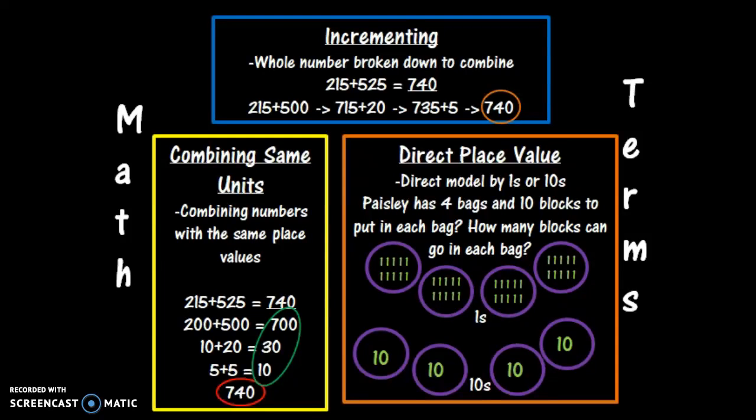Then we went over direct place value, which means a student will direct model by ones or tens. So the problem that we have is Paisley has 4 bags and 10 blocks to put in each bag. How many blocks can go in each bag? So a direct modeler that would do by ones would have 4 groups and do one in each group until they got to 10 in each group, and then individually count each one to get the correct answer.